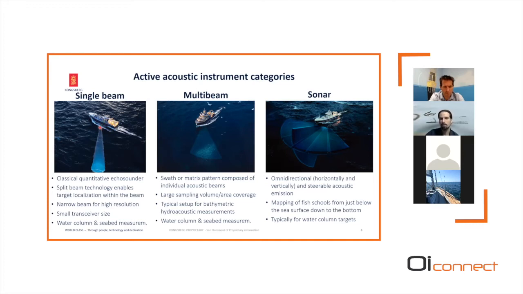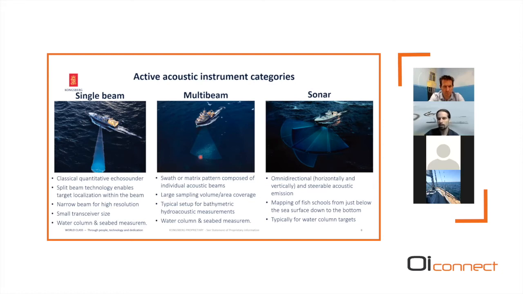The narrow beam also helps with a good resolution, and these instruments have become fairly small, such that you can install them on various platforms these days. You use these types of single beam echo sounders both for water column as well as seabed measurements.